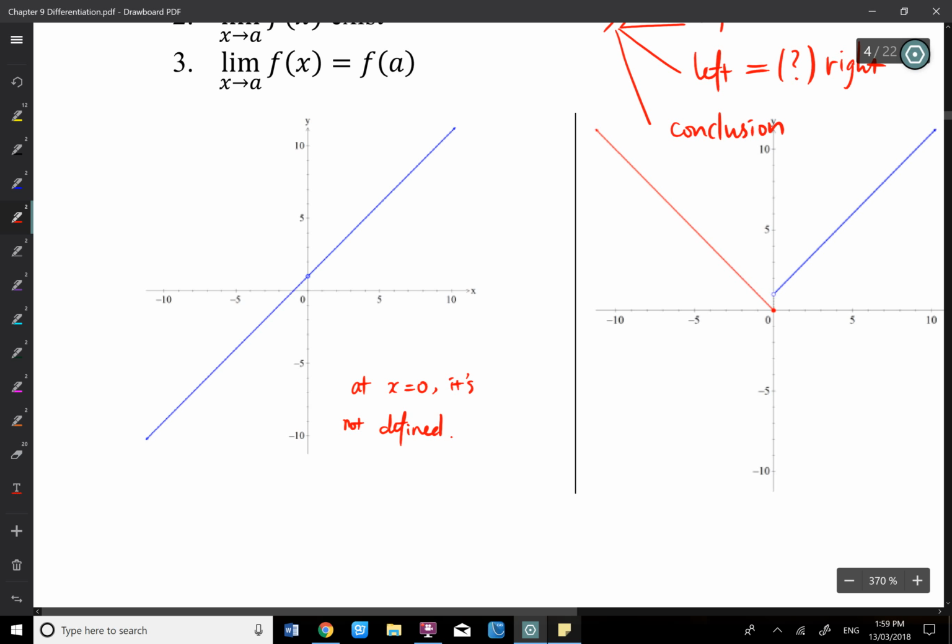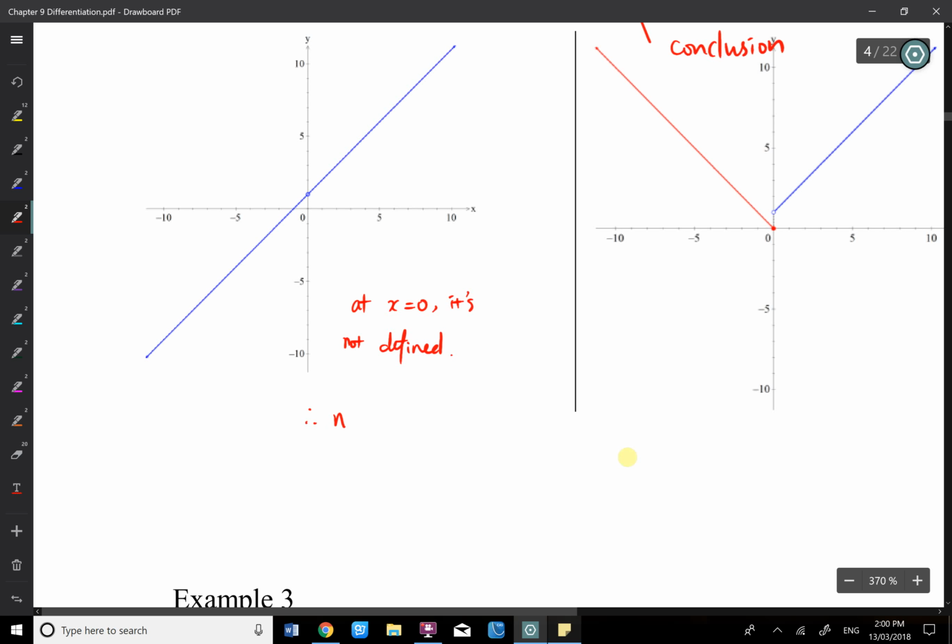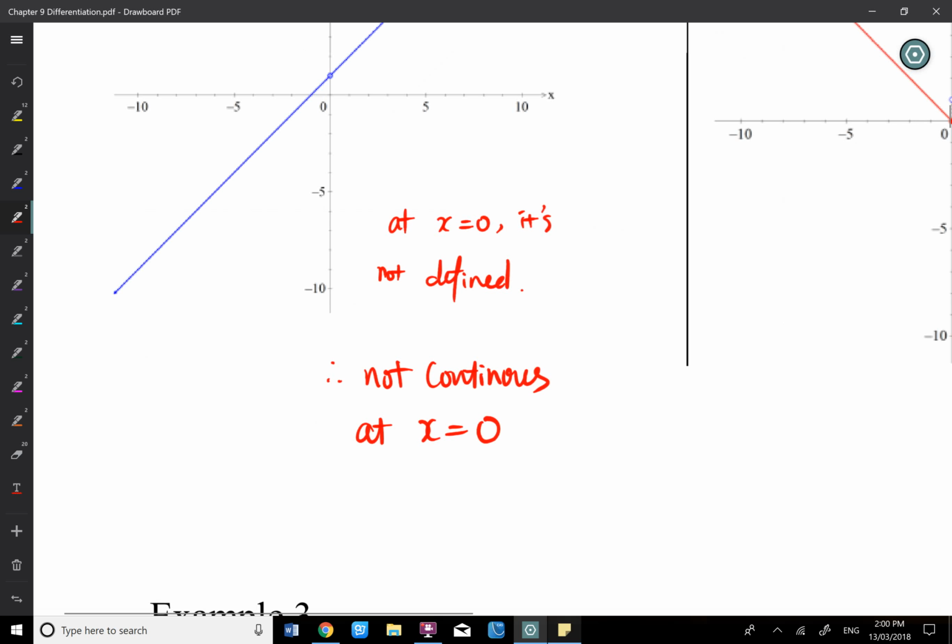At x equals 0 it is not defined. You can see it's not defined. We failed the first one. Well, that's the end. Not continuous. So, not continuous at x equals 0. Okay, not continuous at x equals 0.